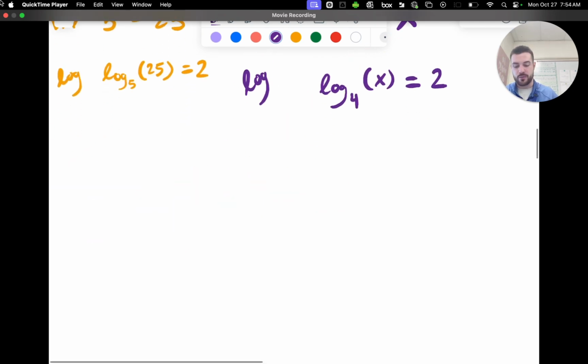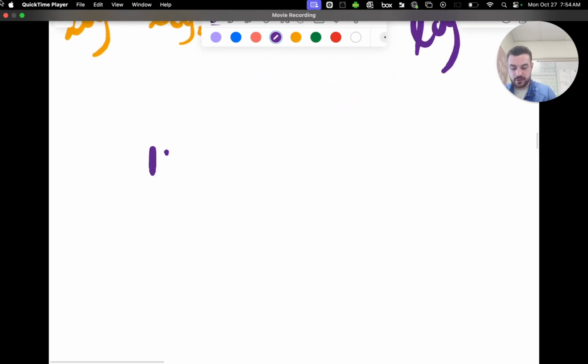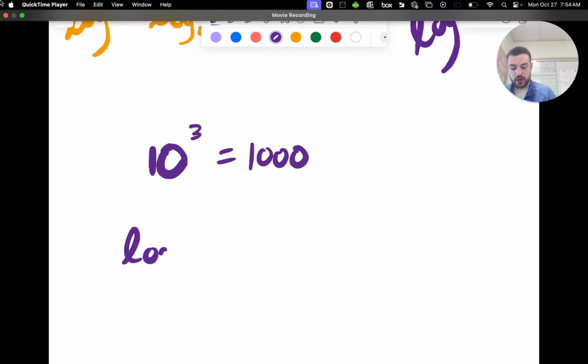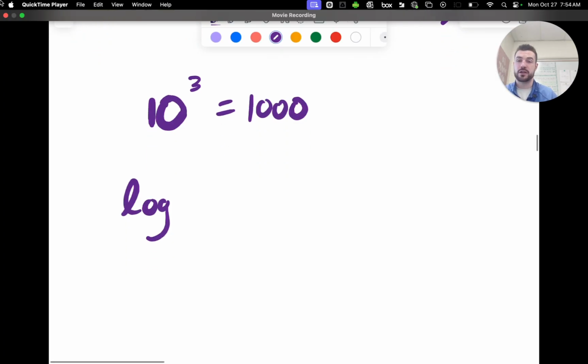And it would work the same way if we had something like 10 to the third power equals 1,000. Well, the base of my exponential is 10, so I would put a 10 down here, but remember that's a common log, so we don't need to write it. And then we put our 1,000 as our argument, and logs solve for exponents, so my exponent needs to go here.